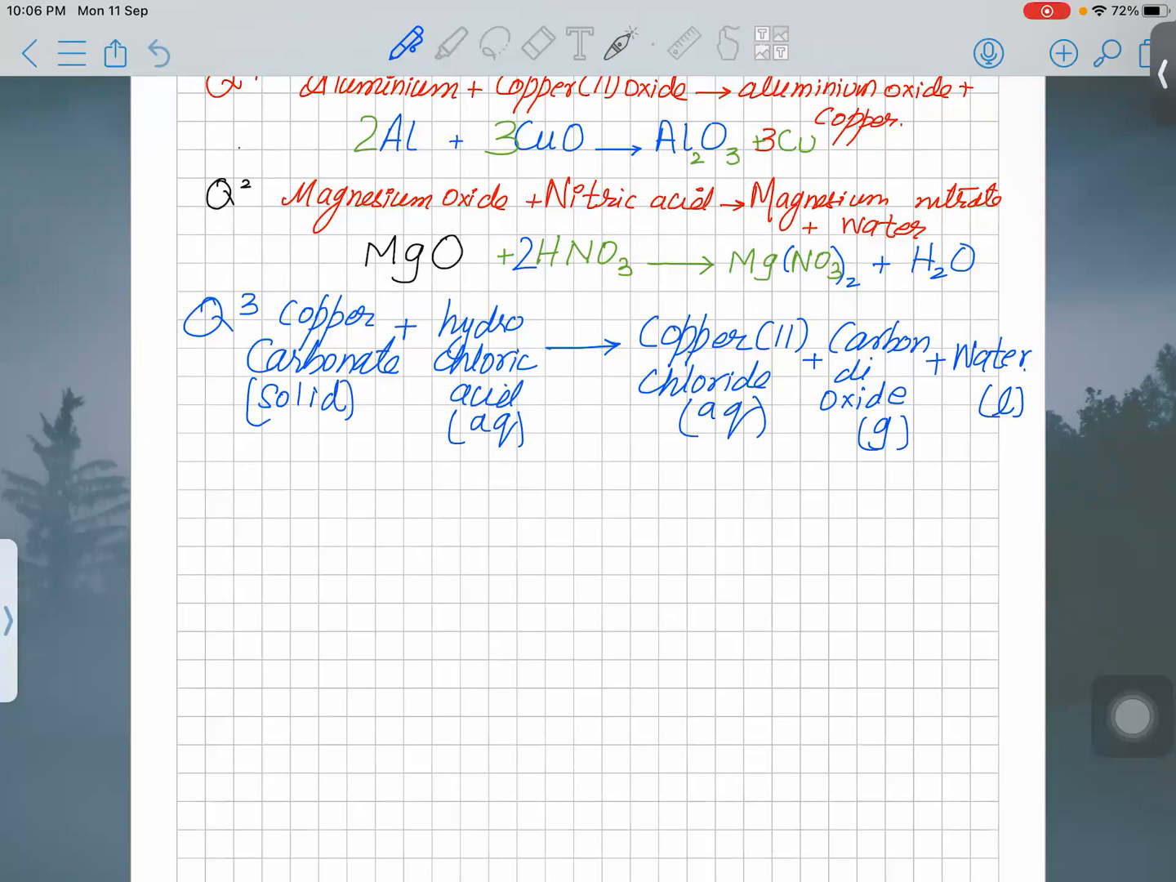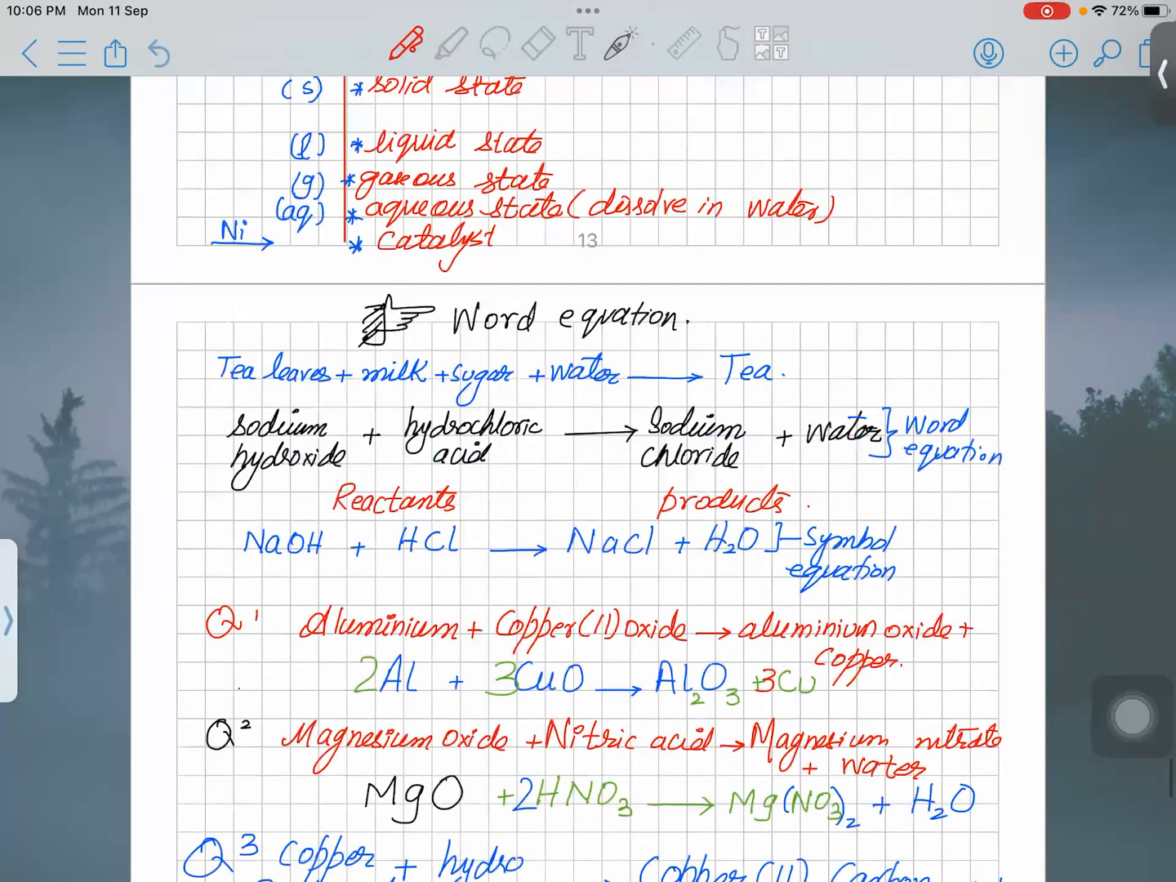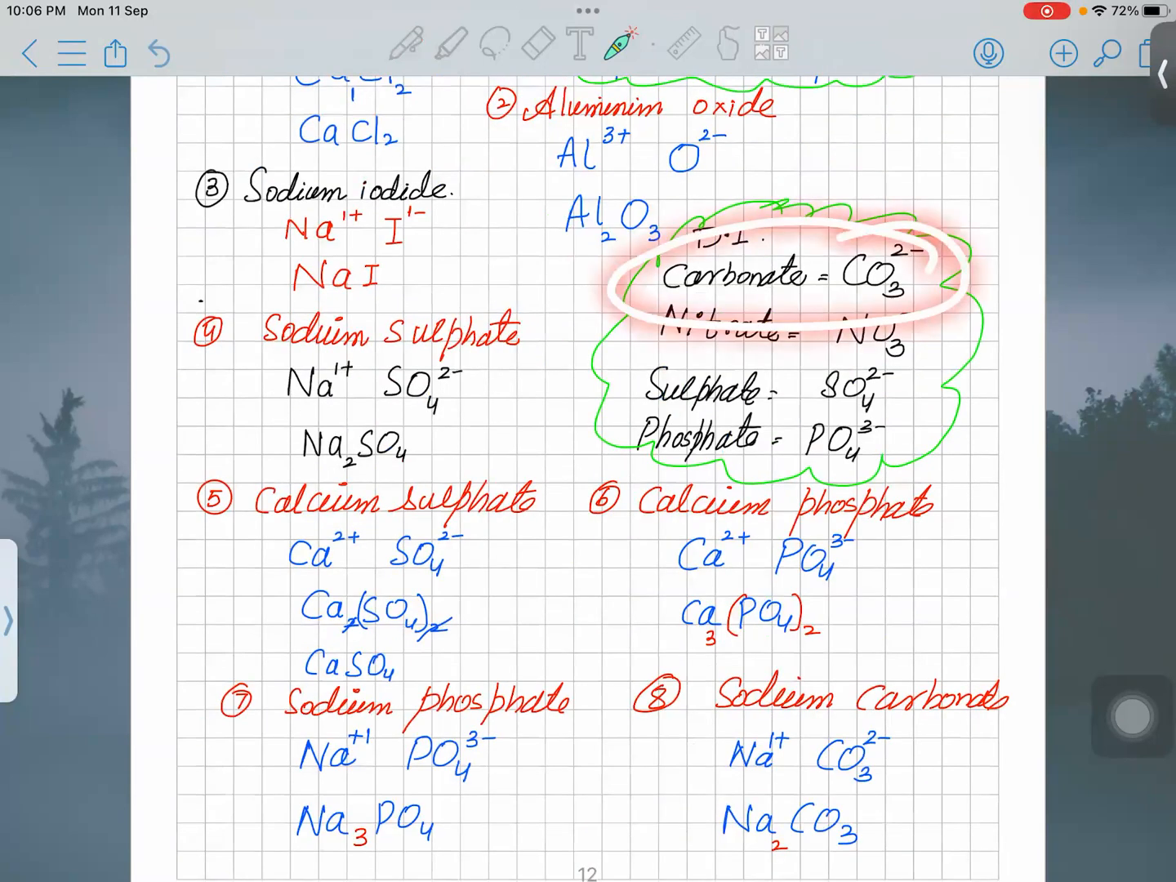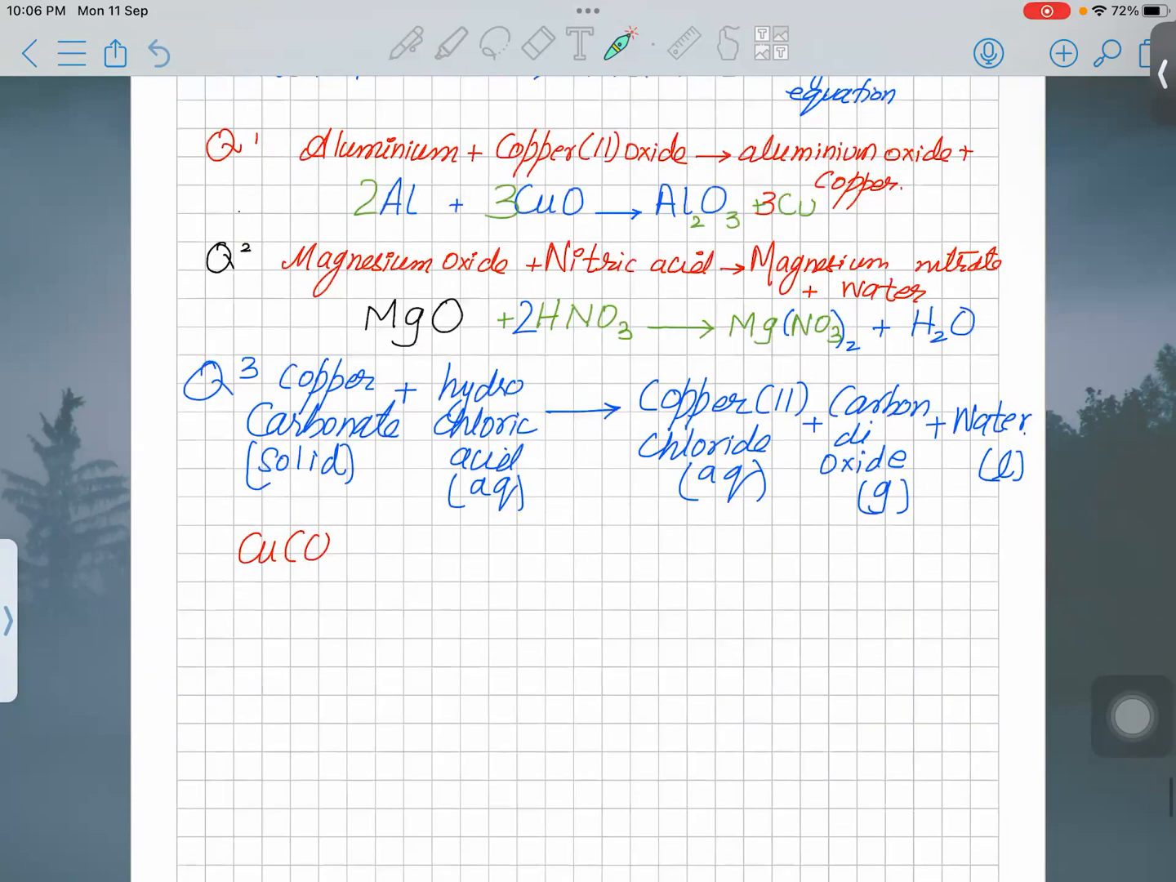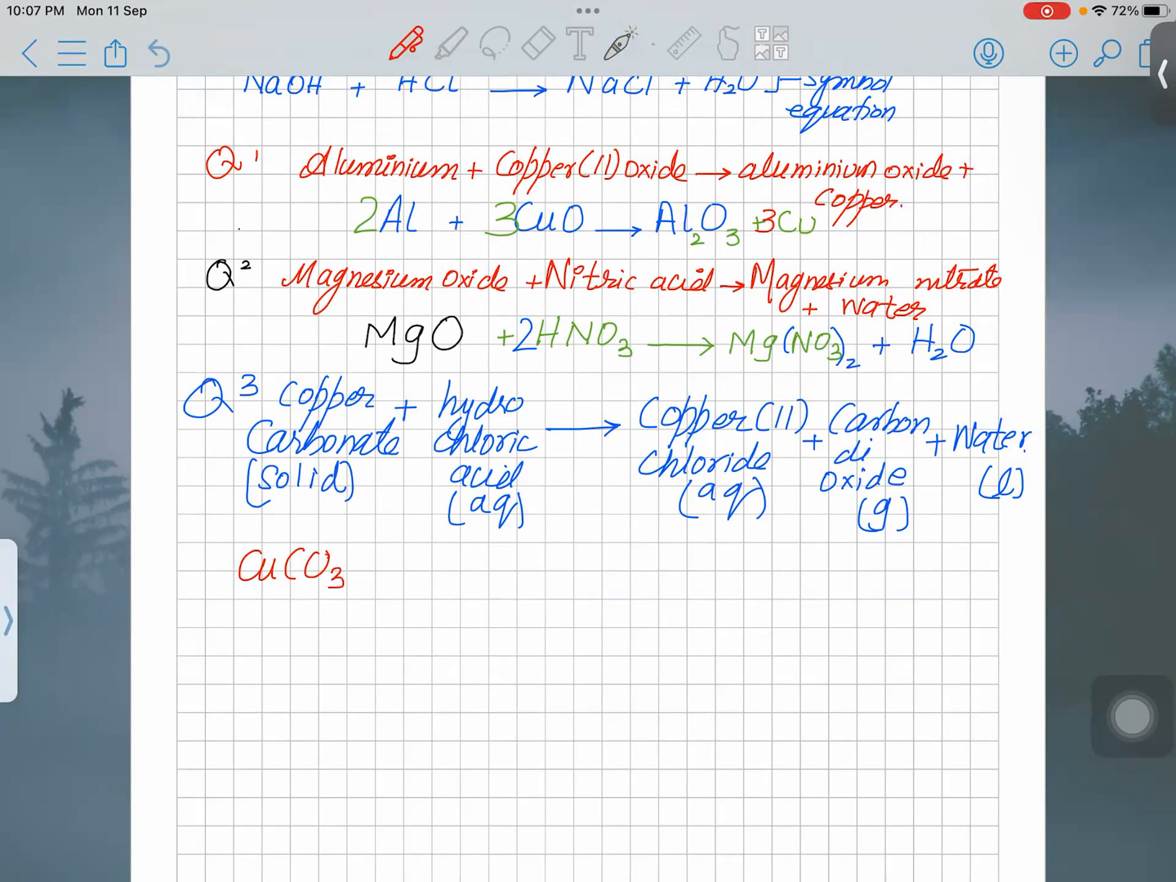Well done, quickly tell me what the equation will be. Copper carbonate. Sir, what is the charge of copper? Sir, copper is +2. It will be CO2? Look, I wrote what carbonate is, CO3. Carbonate is CO3 2-. So it will be CuCO3. Copper is 2, carbonate is 2, so the 2s cancel out.